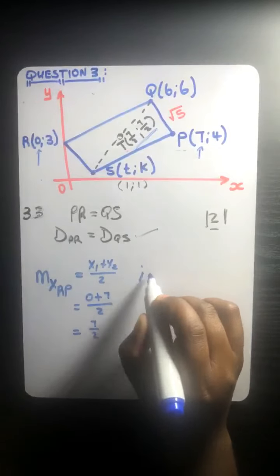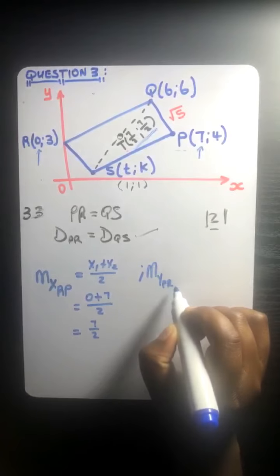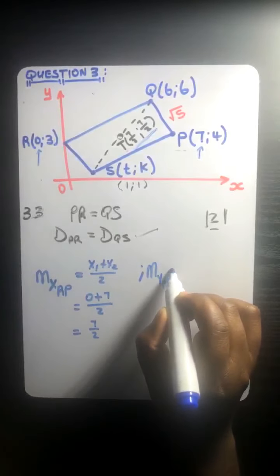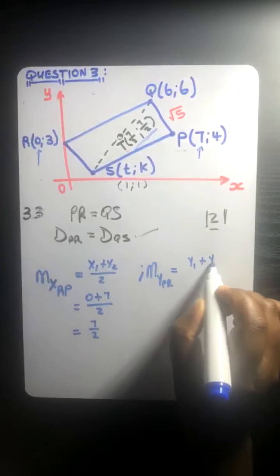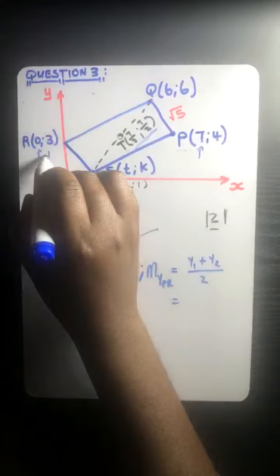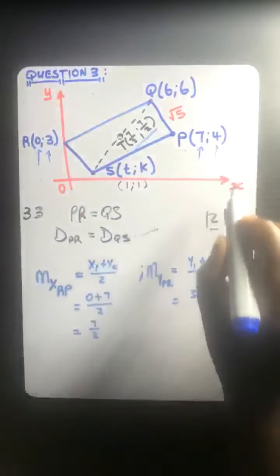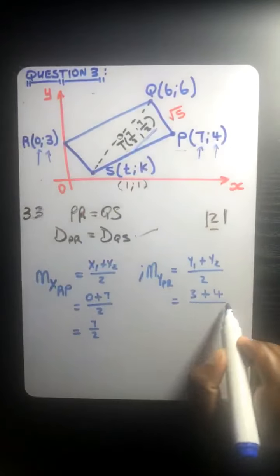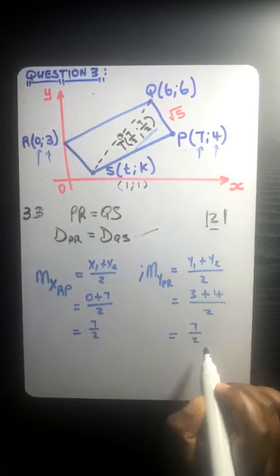Let's maybe try also to check the midpoint of y of PR. This is supposed to be y1 plus y2 over 2. What is y1? Is it not 3, guys? Plus, what is y2? Is it not 4, divided by 2? What is this plus that? Is it not 7 over 2?